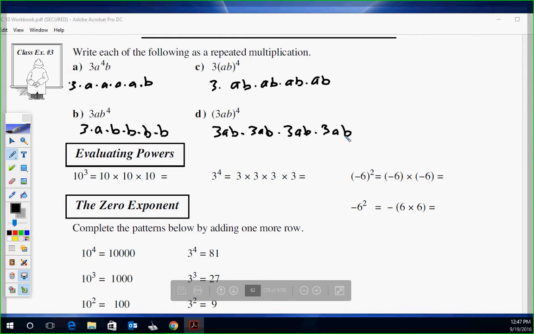Then evaluating powers. 10 cubed is 3 tens, which is 1,000. 3 to the 4, so 3 times 3 is 9, times 3 is 27, times 3 is 81.